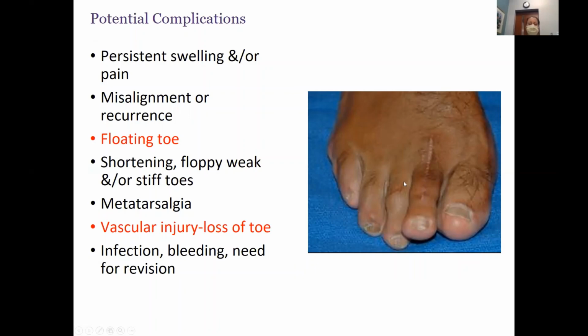As with everything, there unfortunately is nothing that's risk-free. You can have persistent swelling for 3 to 6 months, if not longer. Sometimes you can get a floating toe, which means that toe lifts up. Usually this is not symptomatic or cause any problems with shoe wear. Anytime you do surgery on small areas in and around the toe, you can have potential loss of toe. That's very rare, and usually we see that in people who have underlying vascular issues.